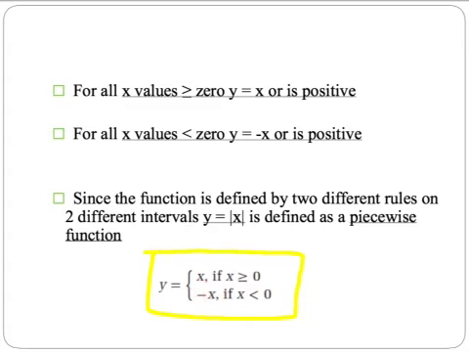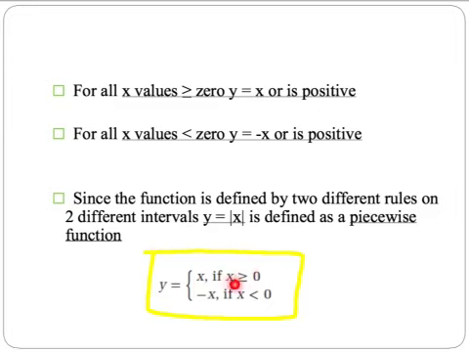Because the graph is really, the function is doing two different things over two different intervals. Wherever x is greater than 0, we just pull out whatever's inside. But wherever x is negative, we have to times it by a negative. Okay, so that's what the absolute value function is. It's a piecewise function because over different intervals, it does different things.